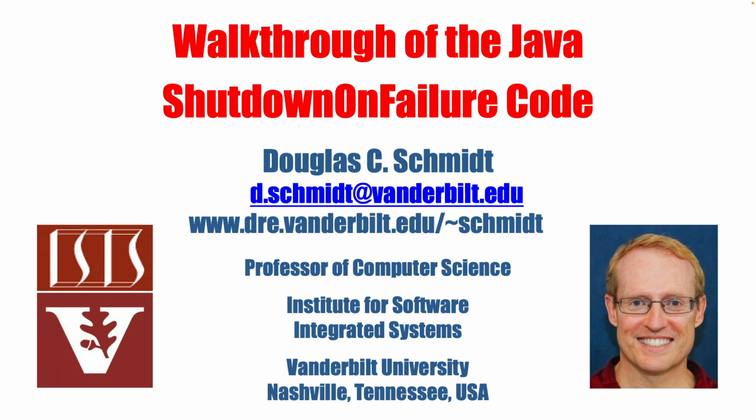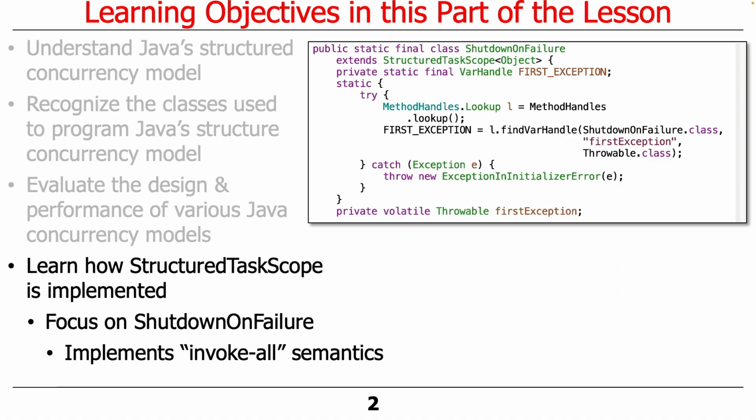So the last piece of the puzzle for structured task scope subclasses we're going to cover is going to be ShutdownOnFailure, and this is going to be the one that implements the invoke-all semantics. So unless we have an exception that occurs, then all of these things are going to run to completion. But if there is an exception, we will shut down on failure. So that's the way to look at this. You shut down on failure, whereas the previous version we looked at was shut down on success.